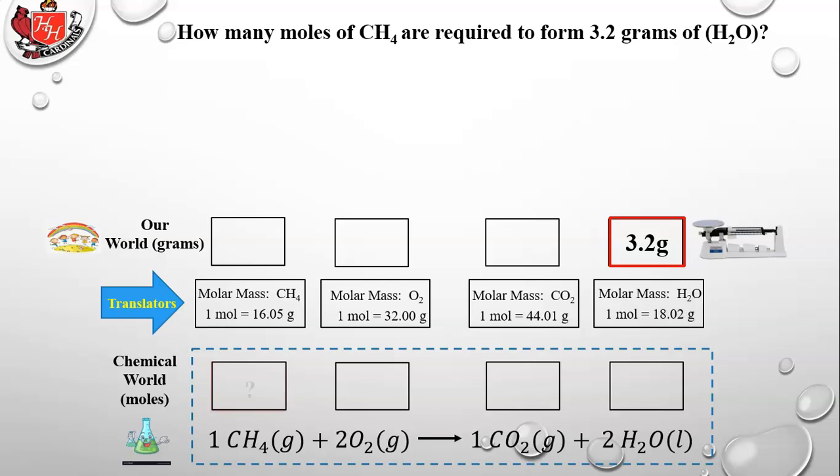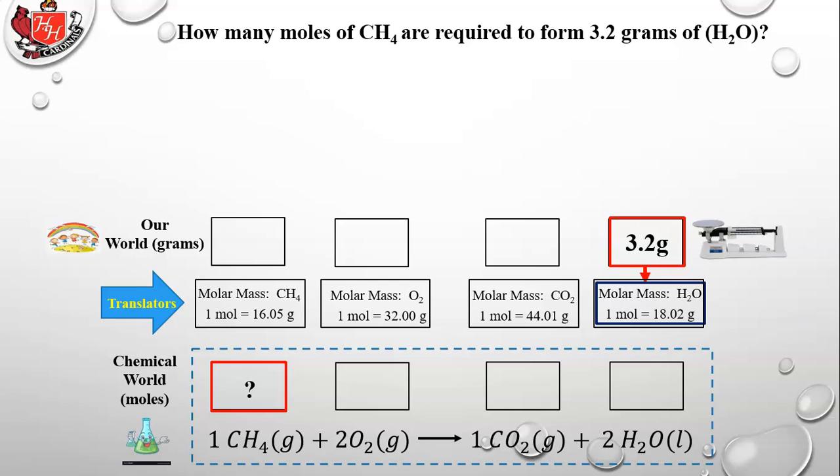Okay, so I'm going to show you. It's going to go right here. It's CH4, so it goes in the CH4 column, and it's moles, so it goes down in chemical world. It goes down in numbers of moles down there in that row. So what we need to do is figure out a way to get from 3.2 grams down to that question mark to get our final answer. So how many conversions is that going to take? Let's take a look at that.